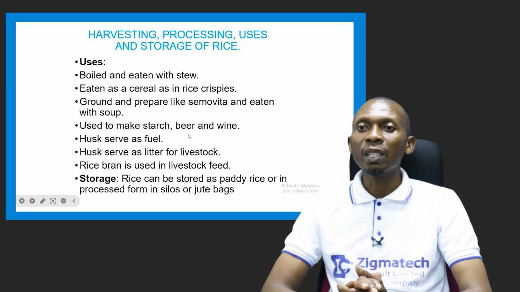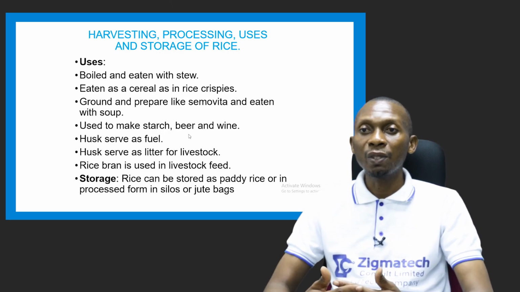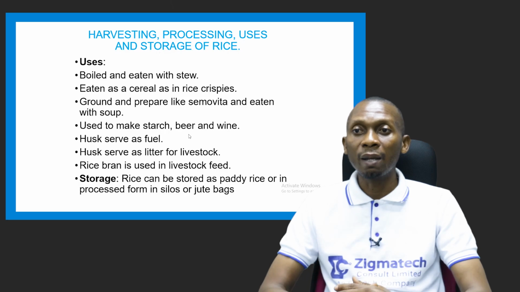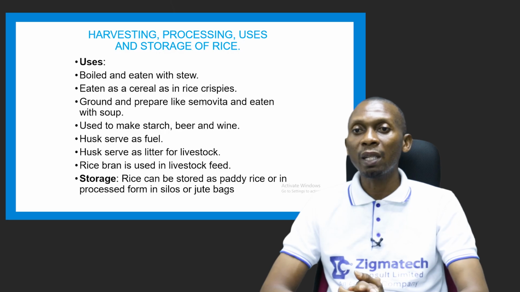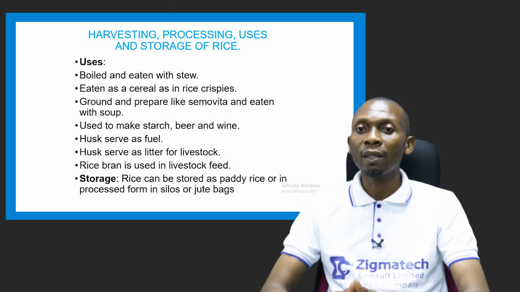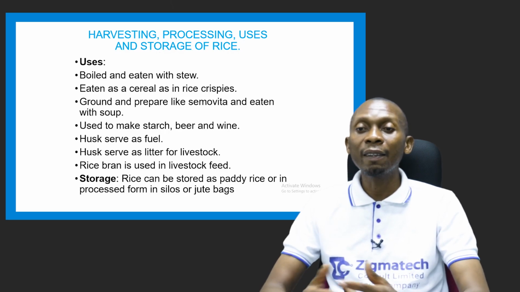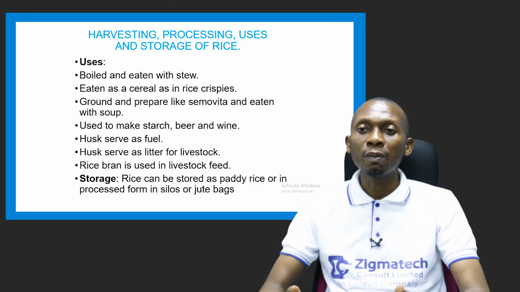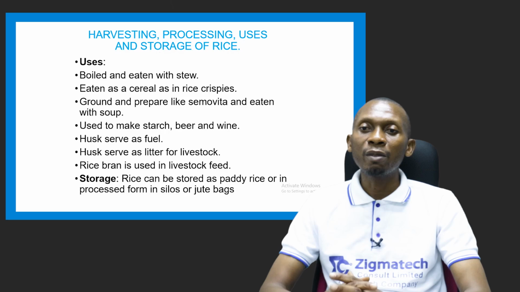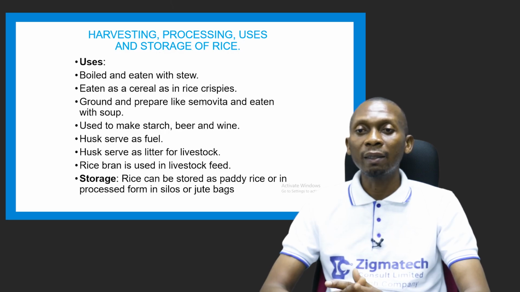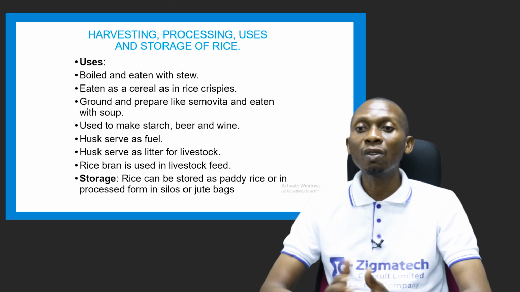Okay. So what are the uses of rice? It can be boiled and eaten with stew. It can also be eaten as cereals, as in rice crispies. It can be ground and prepared like semovita and eaten with soup. It can be used to make starch, beer, and wine. The husk can be used as fuel. It can also serve as litter for livestock, that's the bedding, especially for poultry birds that need that warm environment. So it can be used to provide that on the floor of the poultry house. The rice bran can also be used as livestock feed.